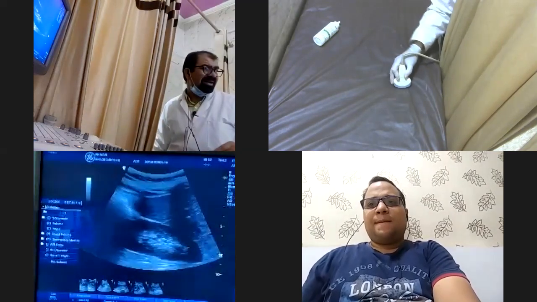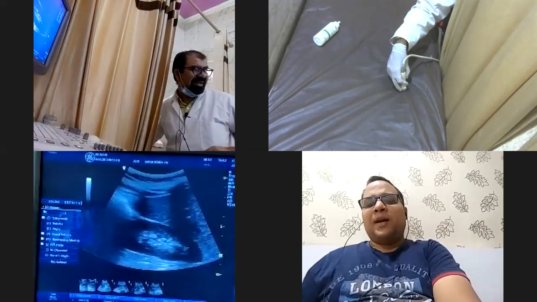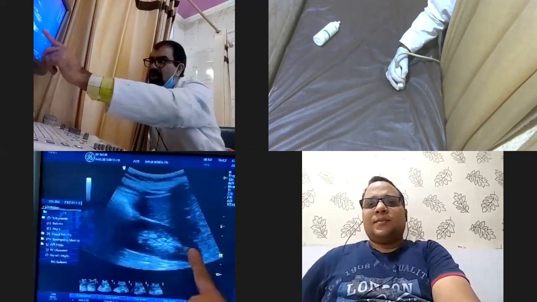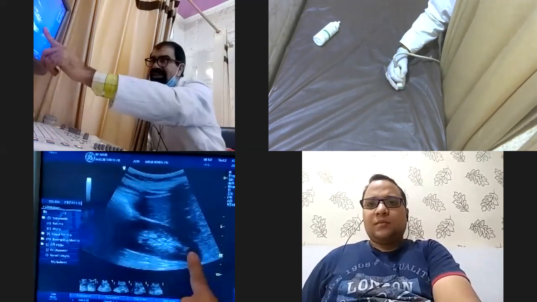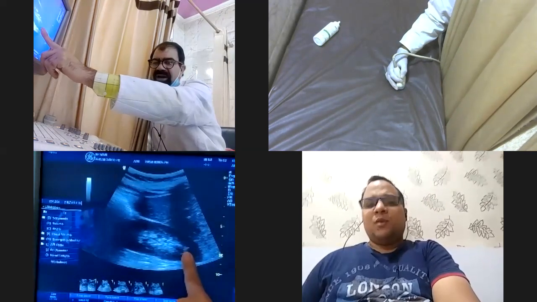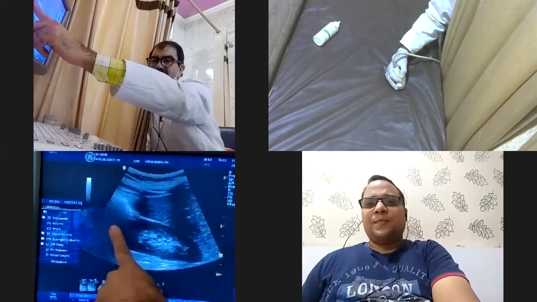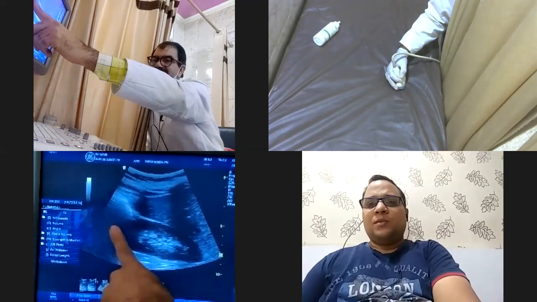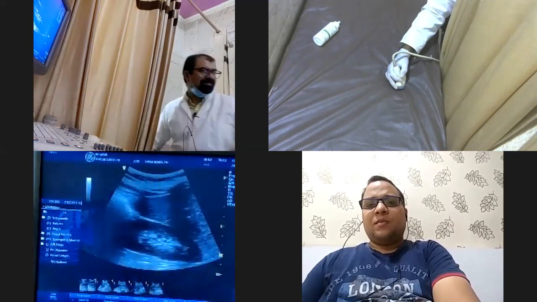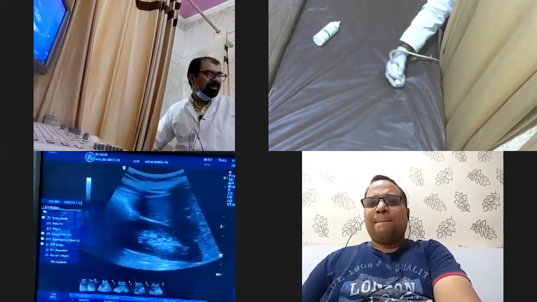because I have rotated the probe anti-clockwise. So this pole will now be not the inferior, but the superior, the upper pole, right? And this is the lower pole. Done. Anterior and posterior will be the same. Clear? Yes, sir.